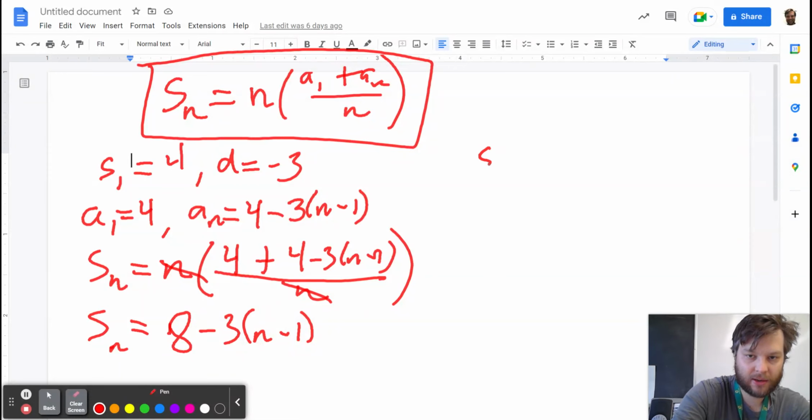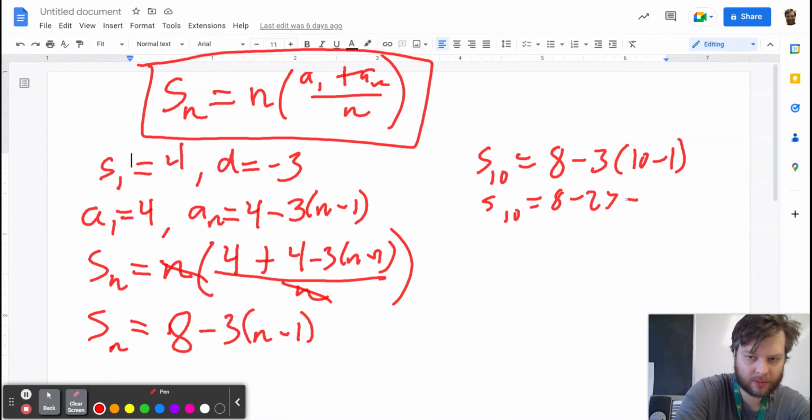Find S sub 10. That's going to be 8 minus 3 times 9. So S sub 10 is going to be 8 minus 27, or negative 19, I suppose.